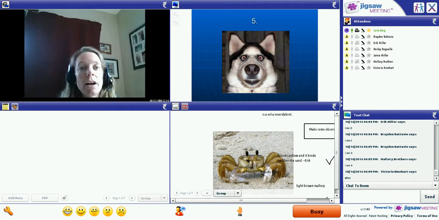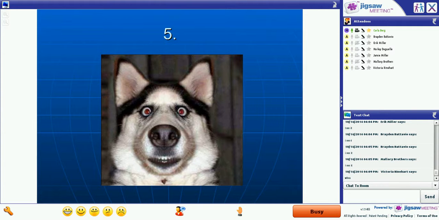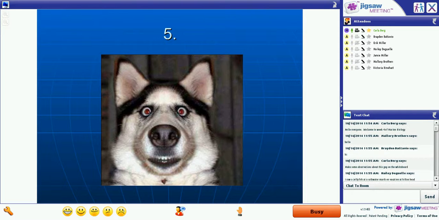Now here we have a picture of a dog. Now it is a bizarre picture of a dog. Is it showing us bilateral symmetry, asymmetry, or radial symmetry? Very nice. Each and every one of you got that one correct. It is bilateral symmetry. Very nicely done.